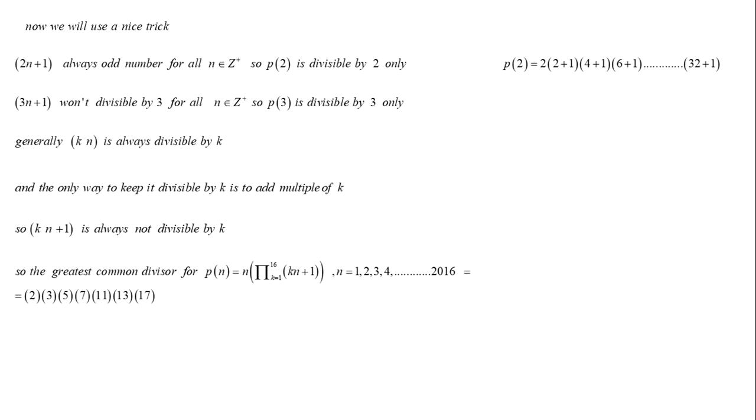As a result, the greatest common divisor of Bn, n times the product of (kn plus 1) with k from 1 to 16, for n equals 1, 2, 3, 4 and so on till we reach 2016, will contain only one factor of each prime number. For example, 2 times 3 times 5 times 7 times 11 times 13 times 17, and this is the greatest common divisor of our problem, and this value equals 510,510, and this is our solution for our problem today.